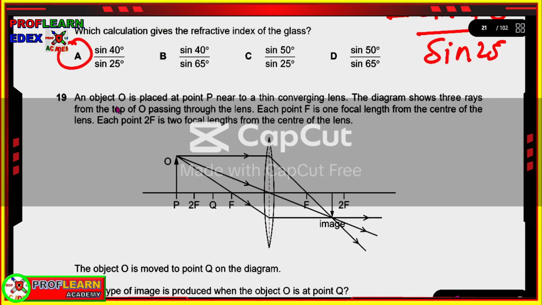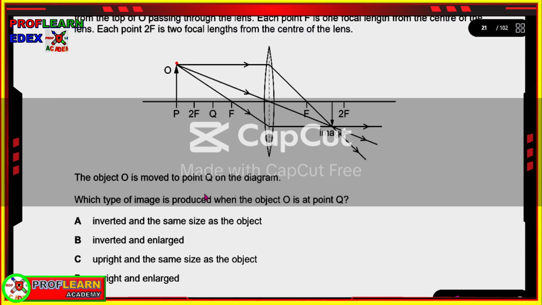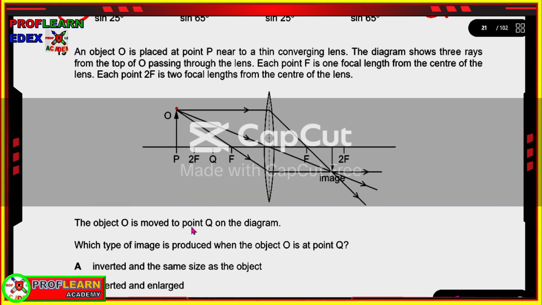An object is placed at point B near to a thin converging lens. The diagram shows 3 rays from the object O passing through the lens. Each point F is 1 focal length from the center of the lens. Each point 2F is 2 focal lengths from the center of the lens. The object is now moved to point Q. Which type of image is produced when the object is at point Q?